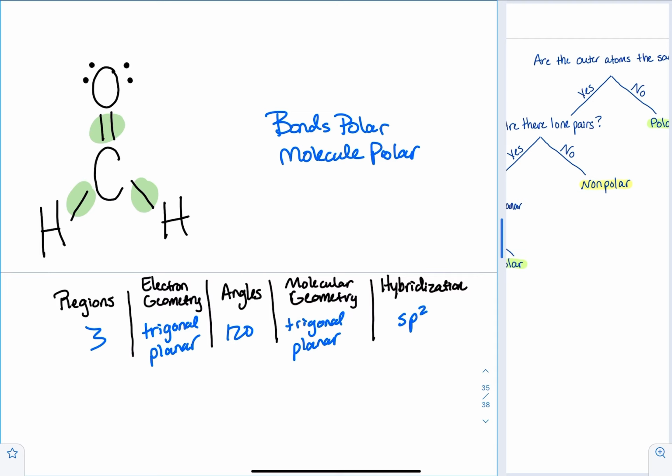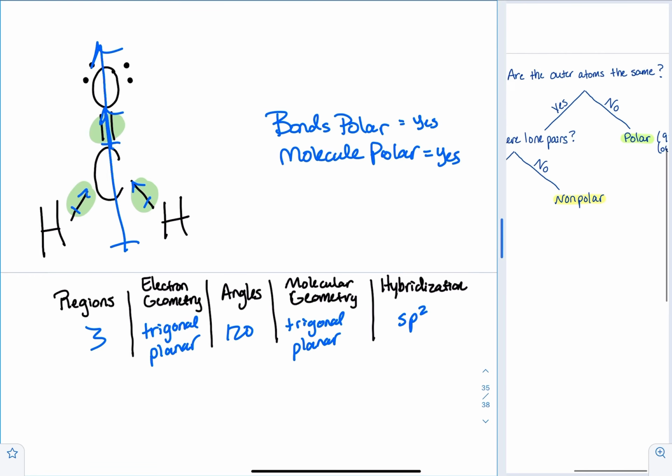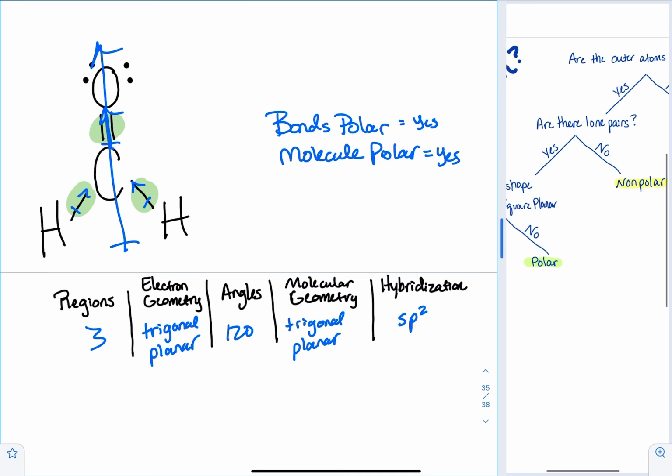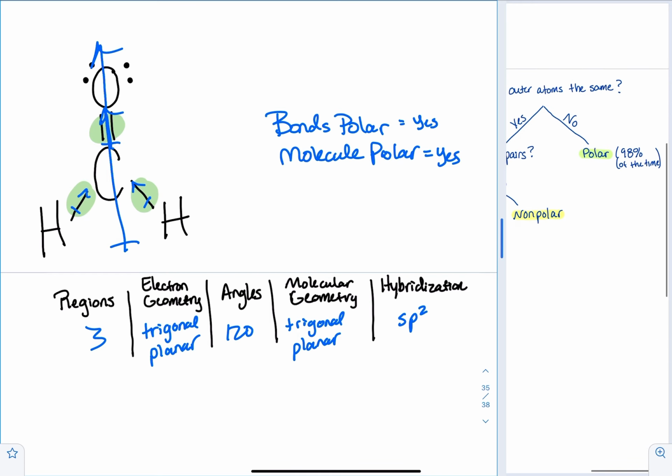So in this one, are the bonds polar? Yep, they're going like that, and they're going like that. My arrows are always pointing to the most electronegative atom. And overall, I've got a great big dipole on that one. So the bonds are polar, and the molecule's polar. And if we look, are the outer atoms the same? No. So that one automatically gets a straight up polar.